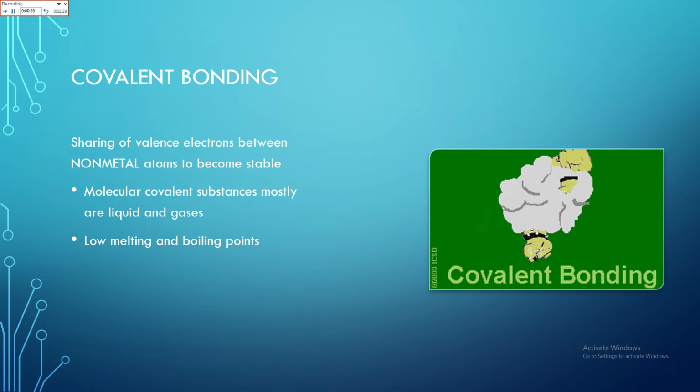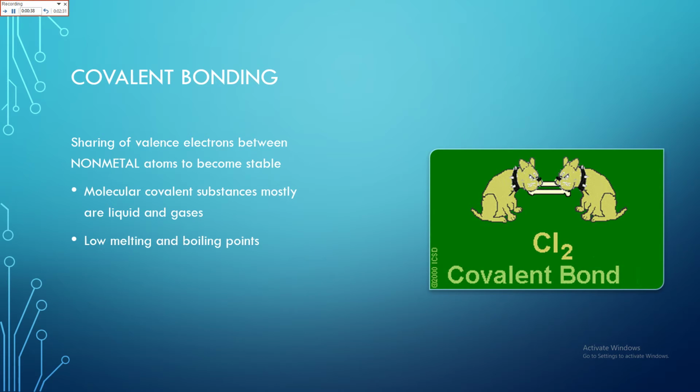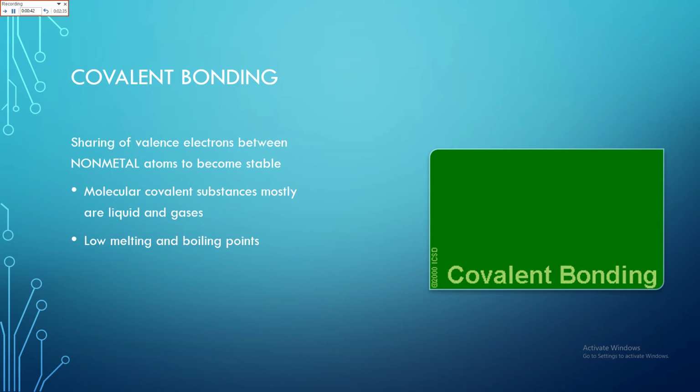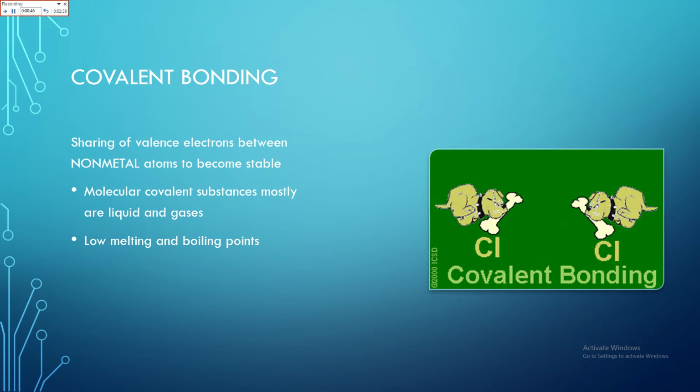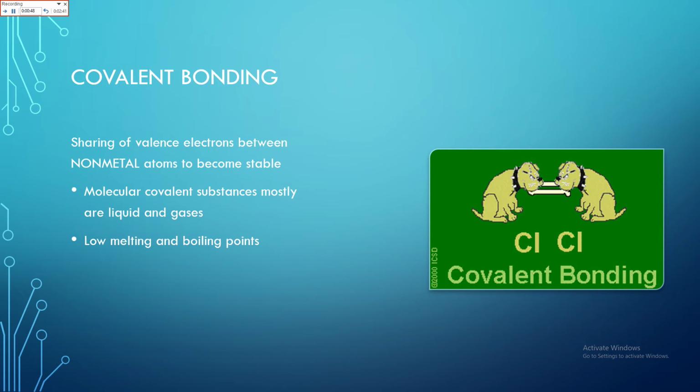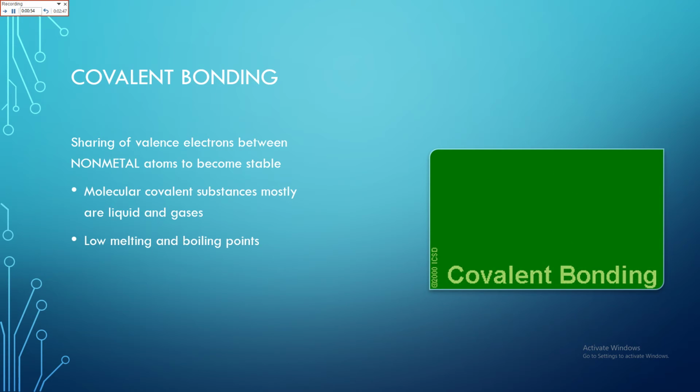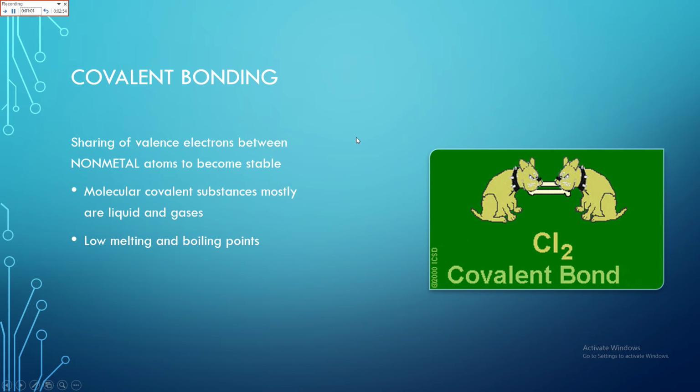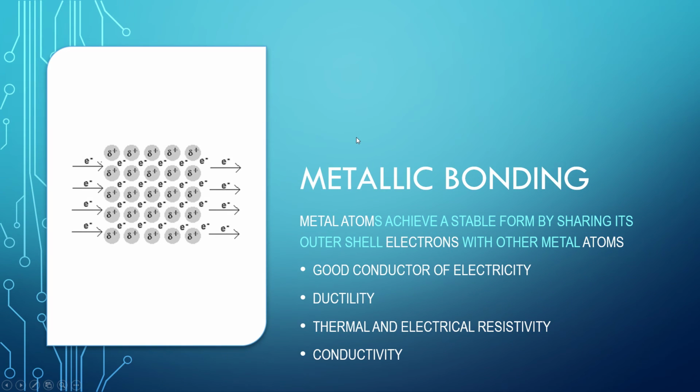Oxygen atoms covalently bonded to oxygen atoms will make a diatomic molecule, a covalently bonded group of atoms. Molecular covalent substances are mostly gases. Covalent substances are mostly liquids and gases and have low melting and boiling points.